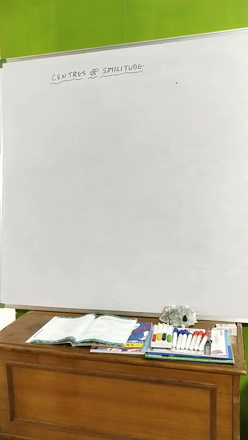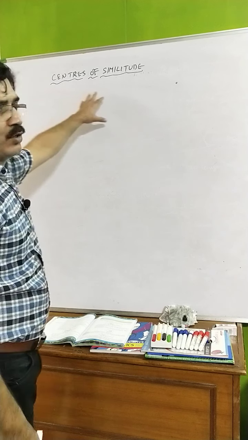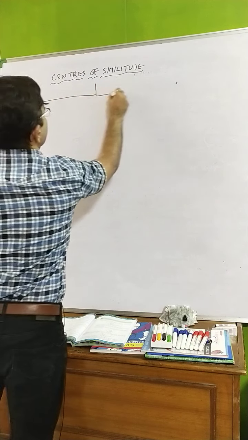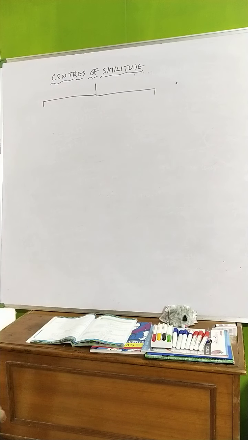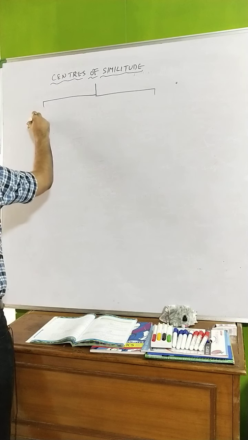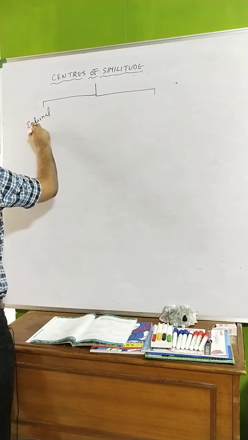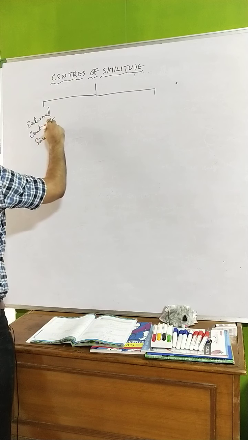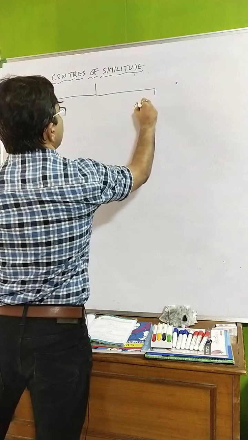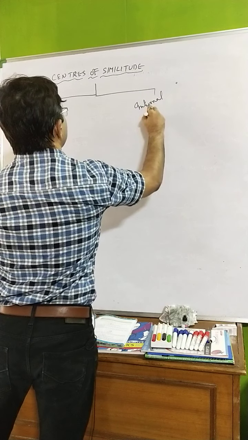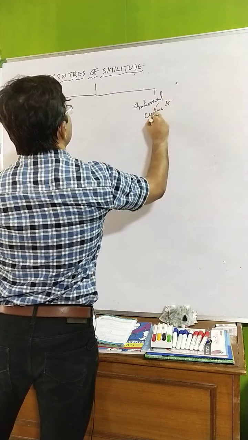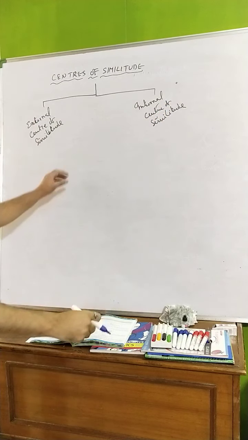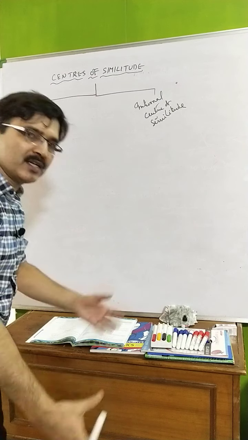Right. The next one is internal and external center of similitude. Here, centers of similitude are actually 2 types. Right. Centers of similitude are what? 2 types. One is external center of similitude. Another one is internal center of similitude. 2 are there. What is meant by external center of similitude? What is meant by internal center of similitude?